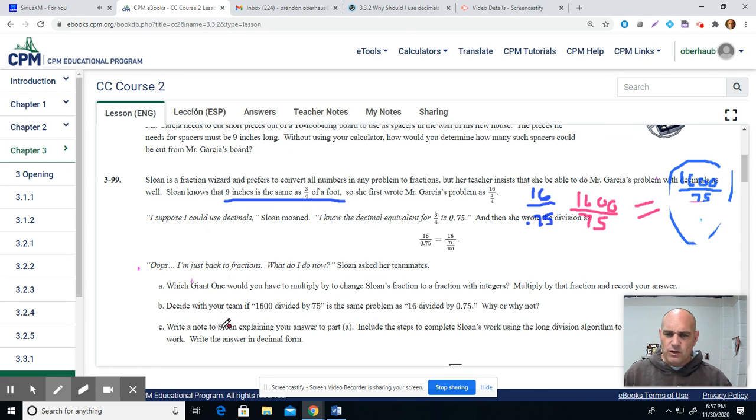Part C, write Sloane a note explaining your answer to A. Include the steps to complete her work. We did that. We talked about that. So I think we're good. Lots of stuff in that question.